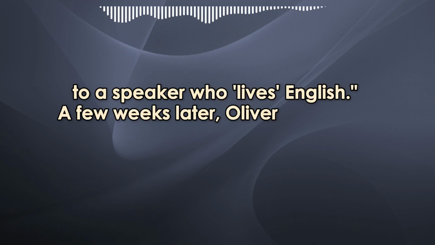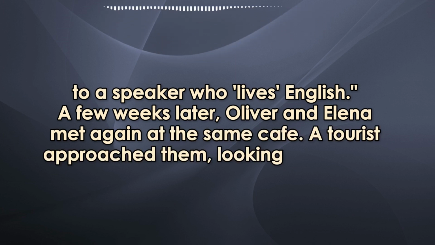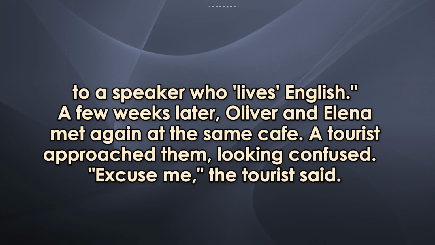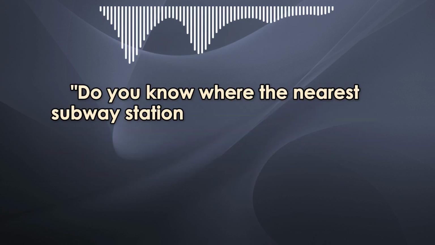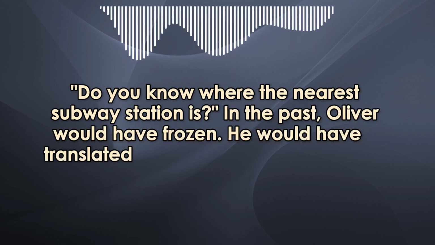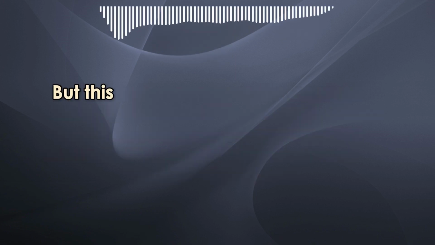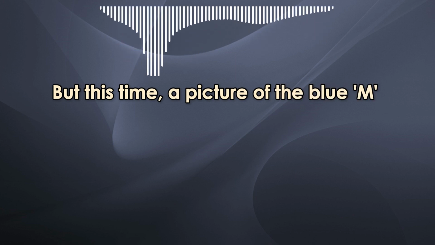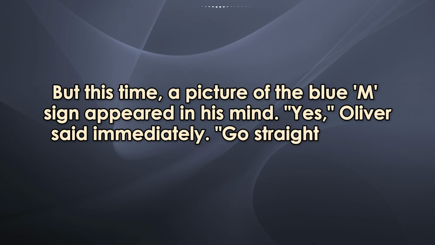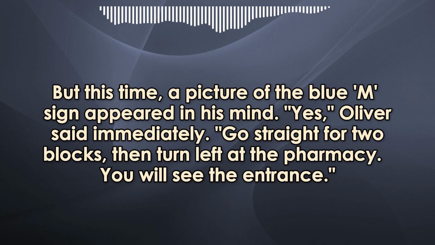A few weeks later, Elena and Oliver met again at the same cafe. A tourist approached them, looking confused. "Excuse me," the tourist said, "do you know where the nearest subway station is?" In the past, Oliver would have frozen. He would have translated nearest, subway, and station in his head. But this time, a picture of the blue M sign appeared in his mind. "Yes," Oliver said immediately. "Go straight for 2 blocks, then turn left at the pharmacy. You will see the entrance."